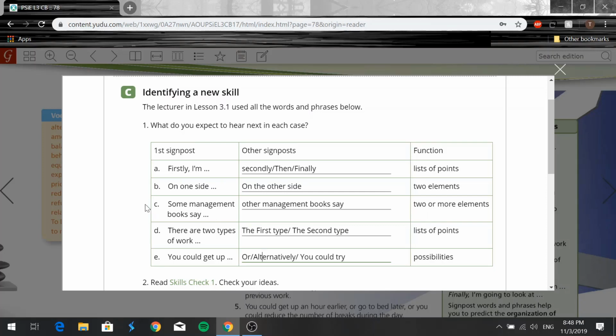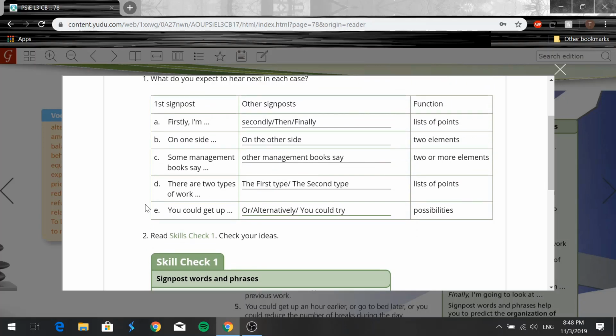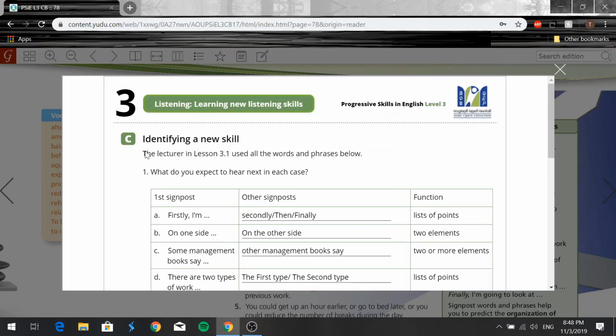Then we have D. There are 2 types of work. The first type, the second type. Again, this is another signpost for listing points. Okay? And finally, we have E. You could get up, or I could say alternatively, or I could also say you could try. So what are these? All of these are different possibilities, right? So that was exercise C, identifying a new skill.